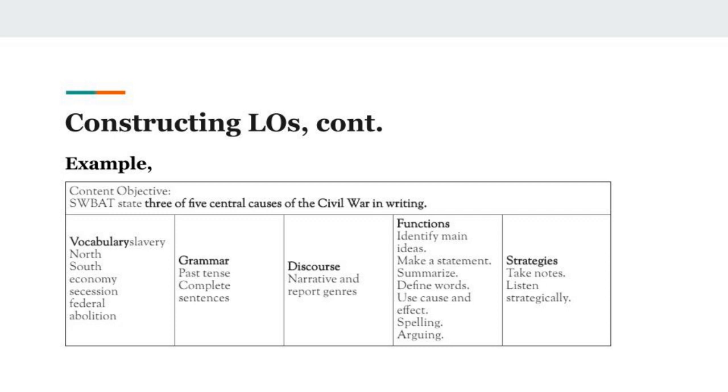So of course these components are needed by both English language learners and non-English language learners, but English language learners will require a lot of scaffolding and support from the teacher to be able to meet the content objectives.